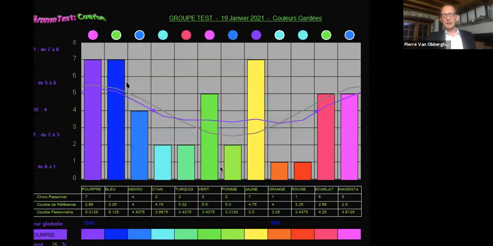And on the color test, we have a fairly good balance of green. That means we can relate to the unknown, to the others, without big difficulties. And we are looking also for balance, because green is just right in the middle of the spectrum. So green represents nature, but also balance, equilibrium.